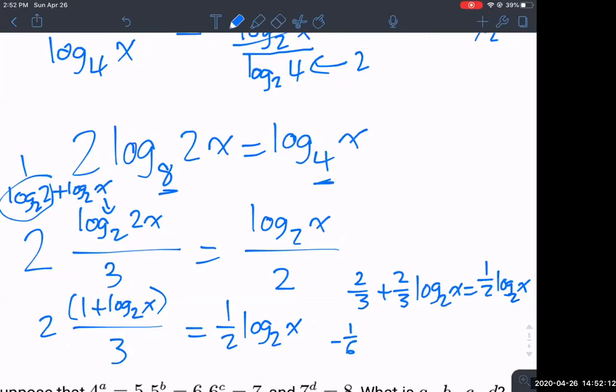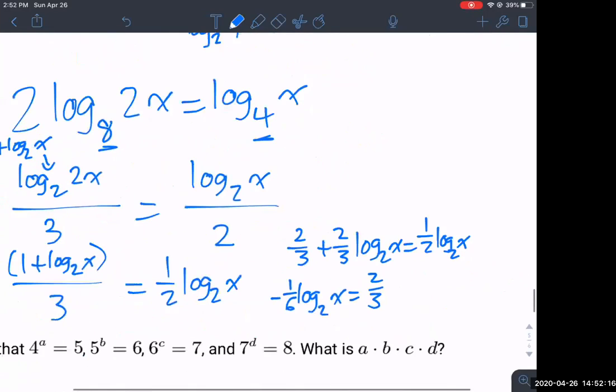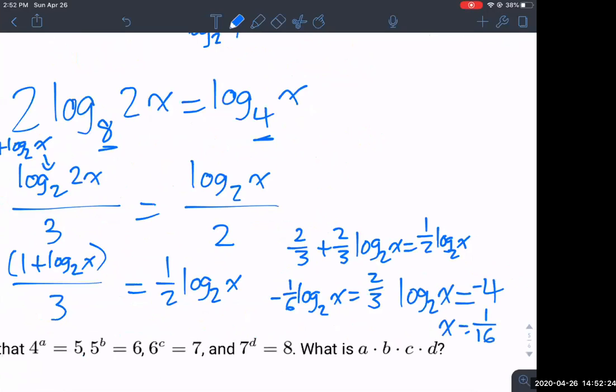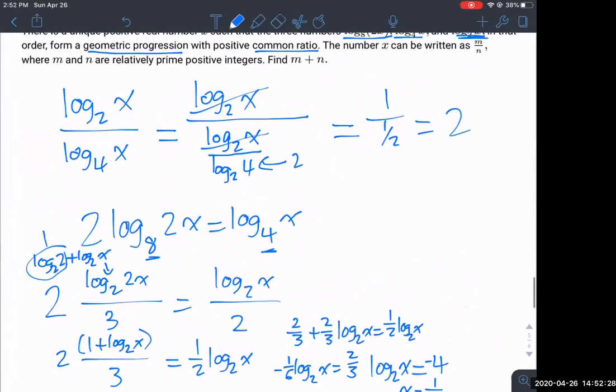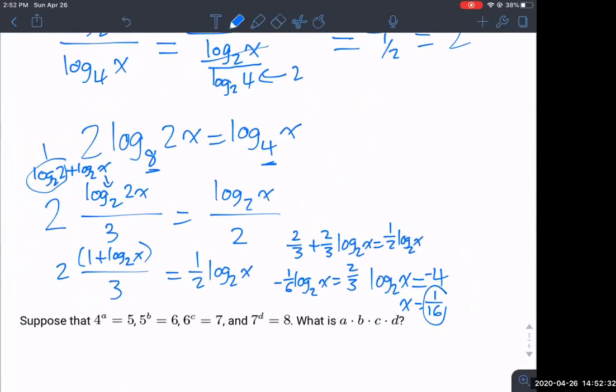Negative 1/6 log 2x is equal to 2/3. So log base 2 of x is equal to -4, and x is equal to 1/16. That's 2 to the -4. So to find the actual answer, the number x can be written as m over n. That's 1/16, so 1 plus 16 is 17. That's our answer.